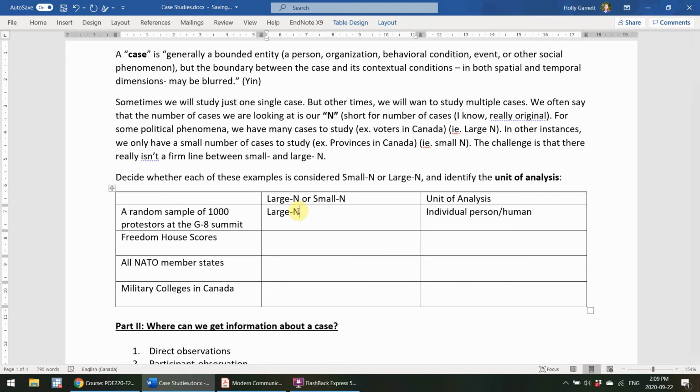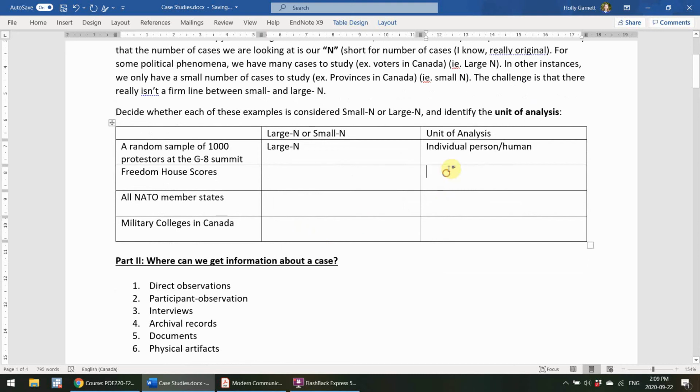Now, what is the number that distinguishes large n and small n? It really depends on your domain of research. In what I do, with a lot of statistical work, I want above 100. So large n might be around 100 and more, but really it depends on which area of research you're doing. So you could give me a case why that is large or small. Freedom House scores, we talked about those before, so the unit of analysis is the country. And because there's like 160 some countries, I would put that as a large n as well. All NATO member states, so that again is the country as the unit of analysis.